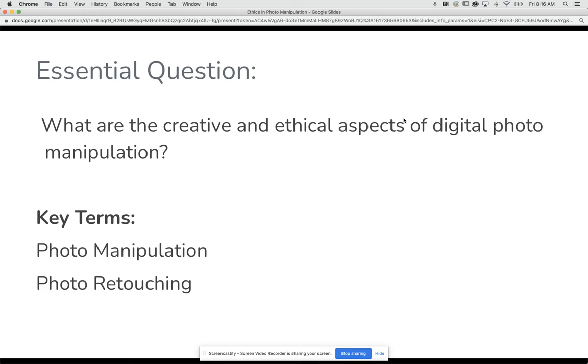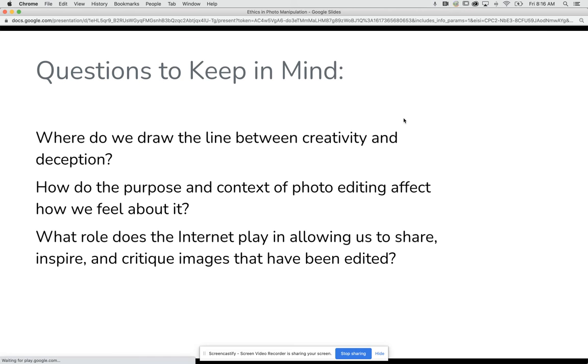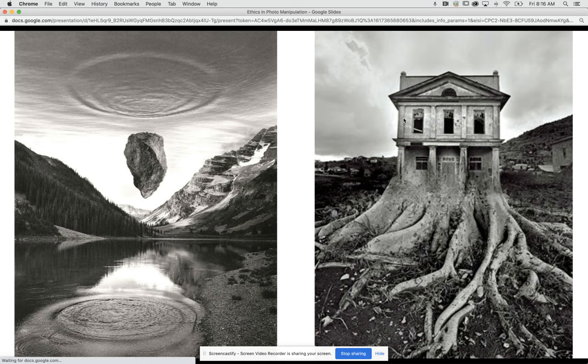Now, the essential question here is, what are the creative and ethical aspects of digital photo manipulation? Okay. Now, the key terms here are going to be photo manipulation and photo retouching. Now, some questions to keep in mind. Where do we draw the line between creativity and deception? And how do the purpose and context of photo editing affect how we feel about it? And what role does the internet play in allowing us to share, inspire, and critique images that have been edited?